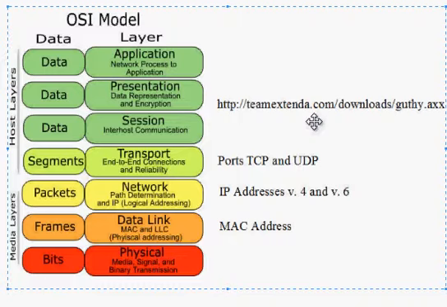And the next part, you see this looks very familiar. It's a directory. It's as simple as: I would like a web page from the HTTP server on the Team Extenda domain, and it resides on a server in the directory of downloads. The actual file I'm trying to get is the guthy.accdb, an Access database file.